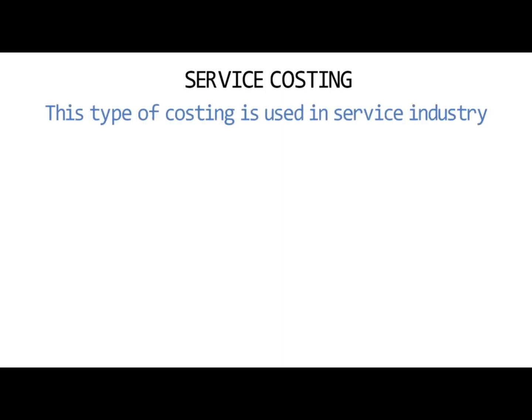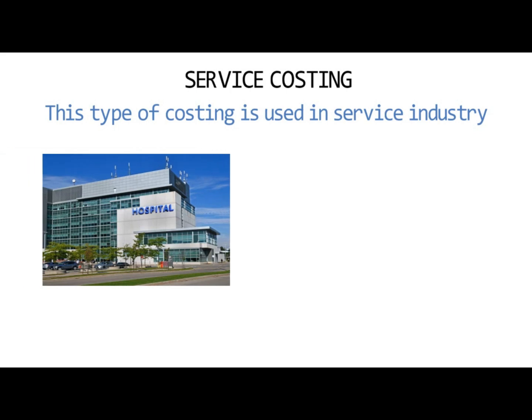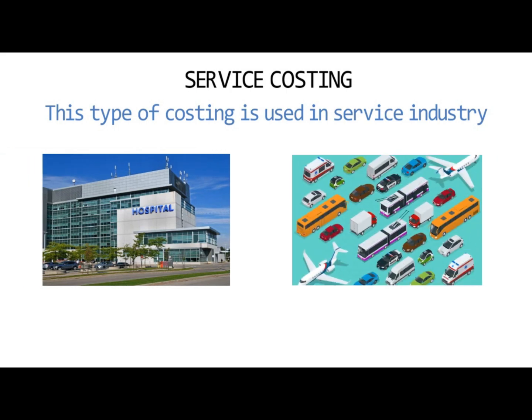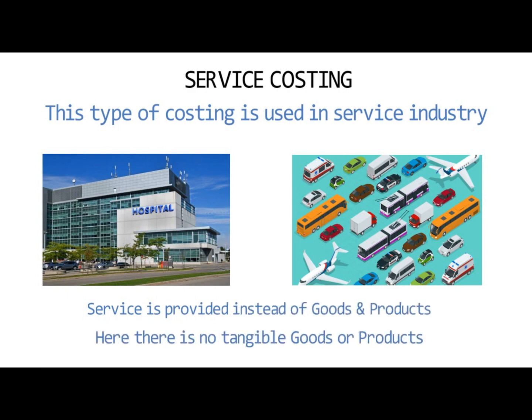So the fifth type of costing method is service costing. This costing is applied on the service provided to the customer in the industries such as hotels, hospitals, transport, and electricity companies. Here the service is provided instead of the producing goods and products. Here the service providing organization does not produce any tangible goods or product.